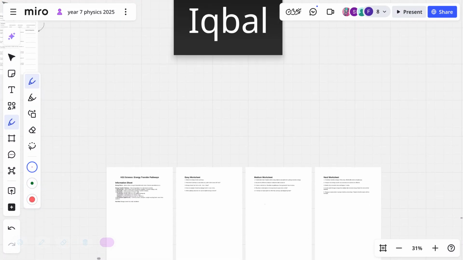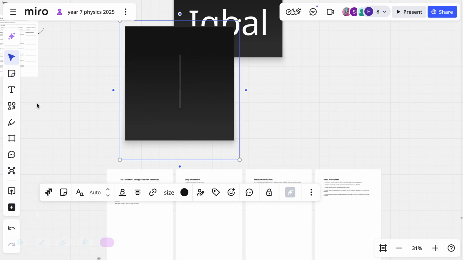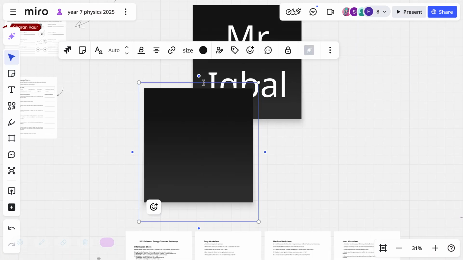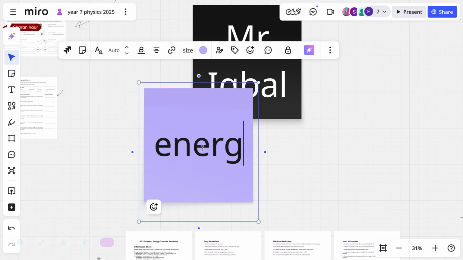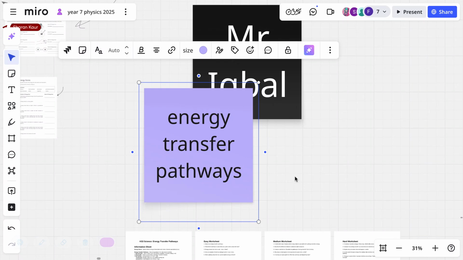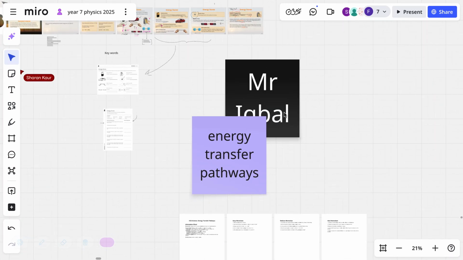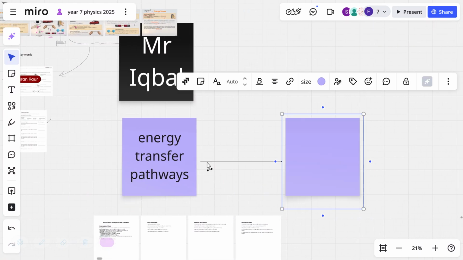Okie dokie. So those are energy stores, and what we're going to look at today, let me just change colour. We are going to look at, I'm going to make it slightly different. Ooh, nice purple. Energy transfer pathways. And what that means is, how do you change? Let's just pop a sticky note over here. How do you change from one form to another?